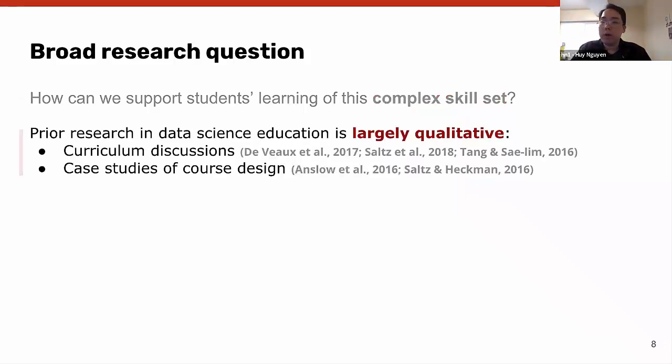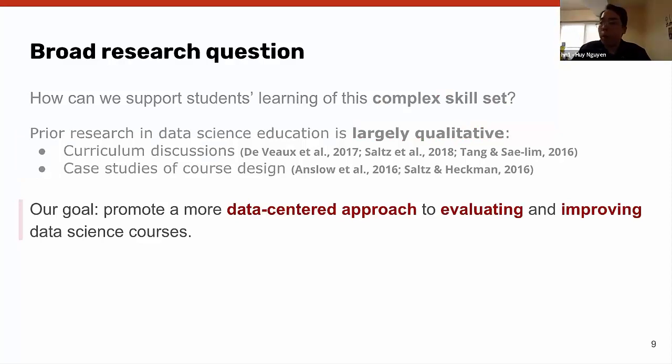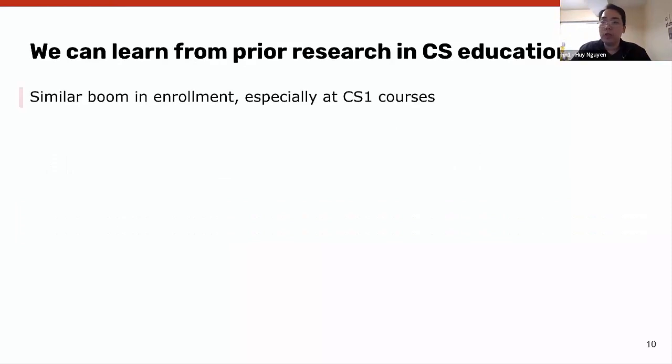And there's a lot to explore about this question because most of the prior work on data science education has remained at a high level of curriculum discussions and case studies of course design, whereas our goal is to promote a more data-centered approach to evaluating and improving data science courses. Towards this goal, we definitely should look into prior research in computer science education because in the past decade, there has been a similar explosion in enrollment to introductory CS1 courses from students with a variety of backgrounds and not just those in technical fields.